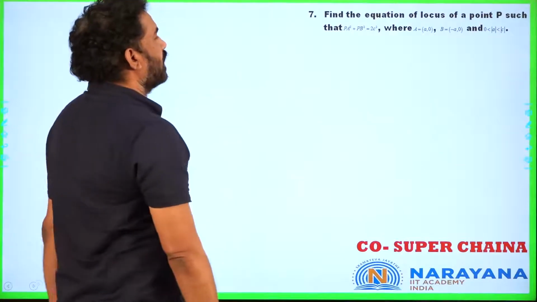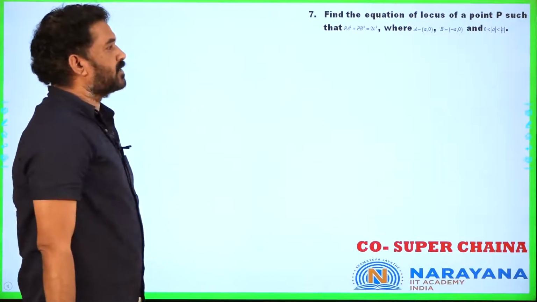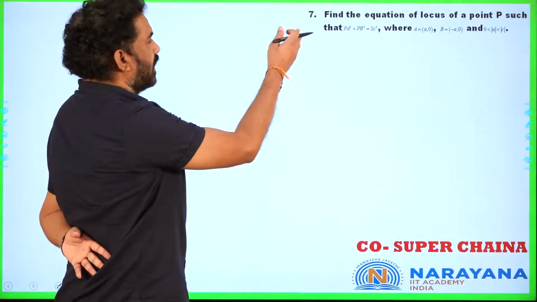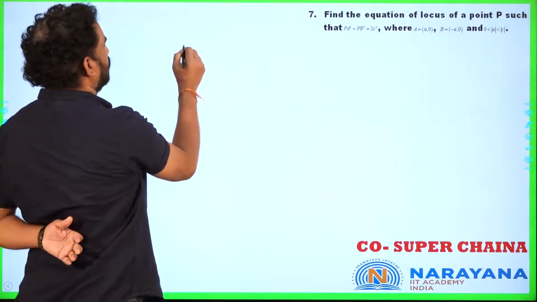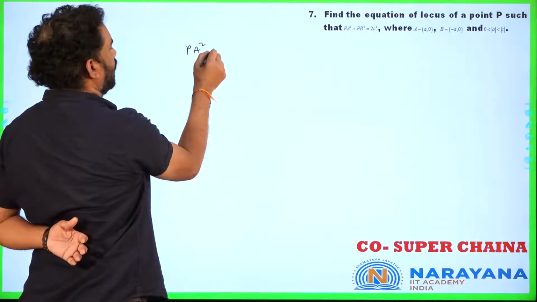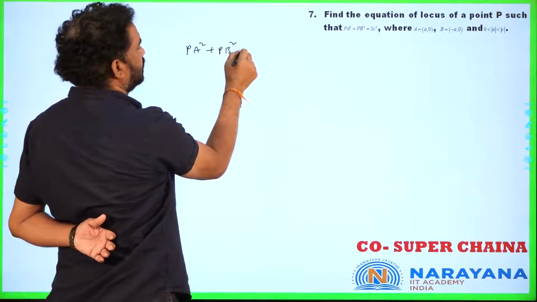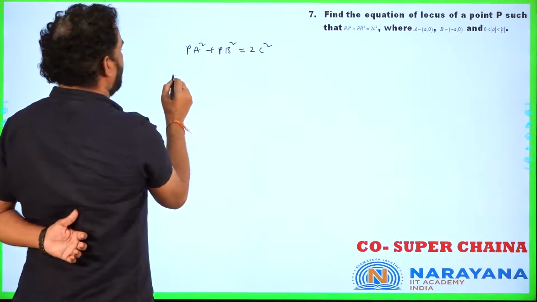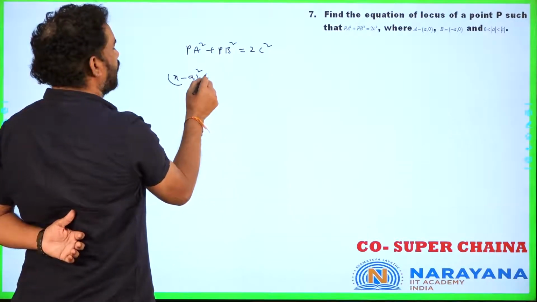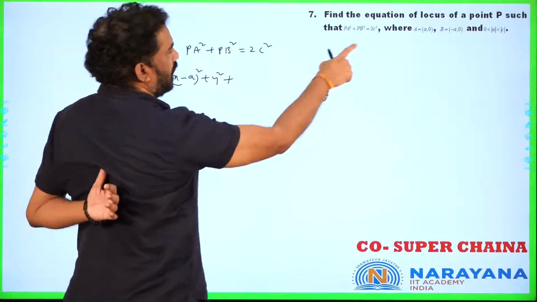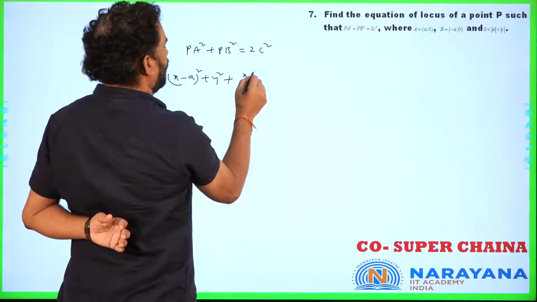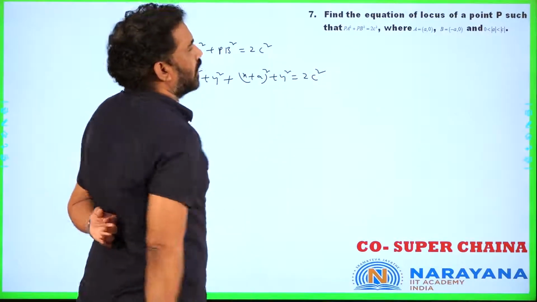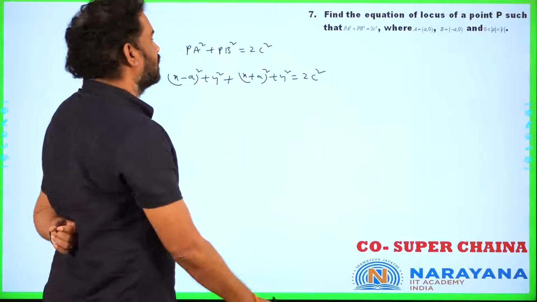Next, find the equation of the locus of the point P such that PA squared plus PB squared equals 2c squared, where A and B are given like this. What is simple? PA squared plus PB squared equals 2c squared. P is (x, y). PA squared is (x - a) whole squared plus y squared. PB squared, B is (-a, 0), is (x + a) whole squared plus y squared, equal to 2c squared. That 2c squared is given.